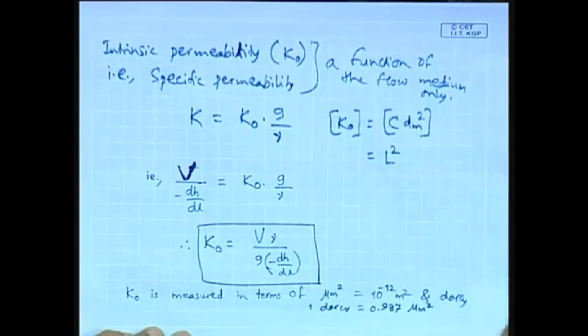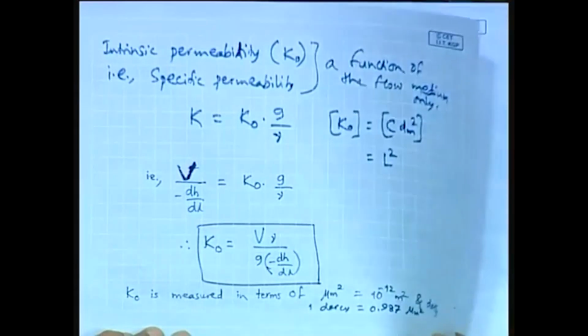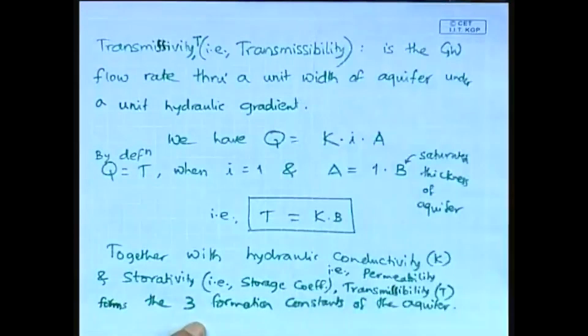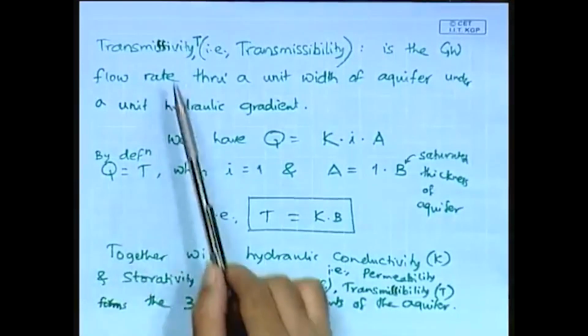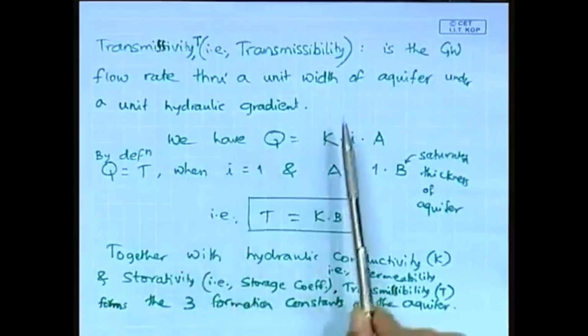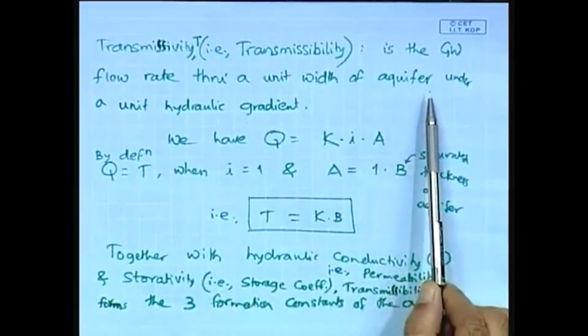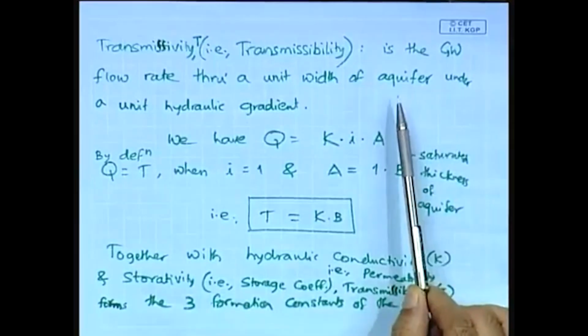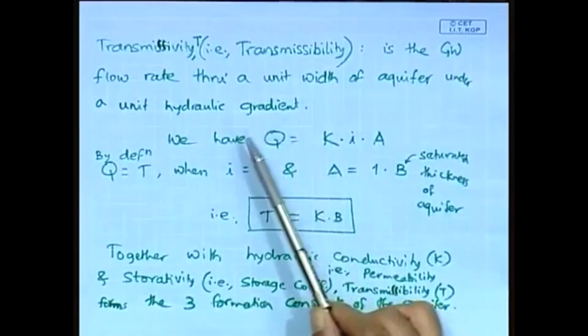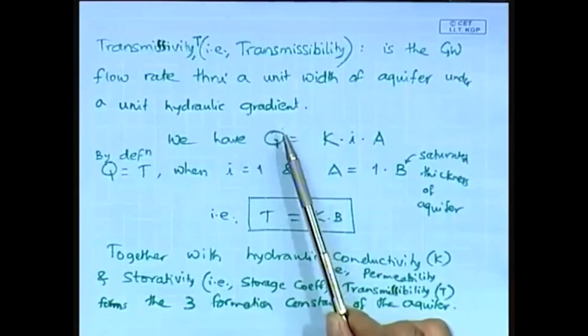So, now these two, storativity, also known as storage coefficient, as well as permeability, also known as hydraulic conductivity, along with a third parameter, form what are known as the three formation constants of the aquifer. The third is transmissivity, also known as transmissibility, and it is defined as the groundwater flow rate through a unit width of aquifer under a unit hydraulic gradient. So, here we are considering a unit width of aquifer, and the flow is taking place under a unit hydraulic gradient.